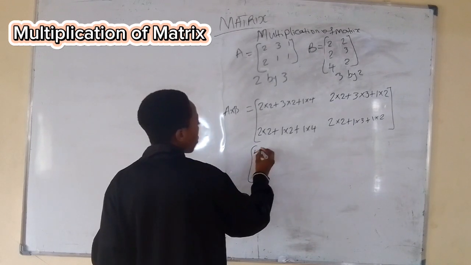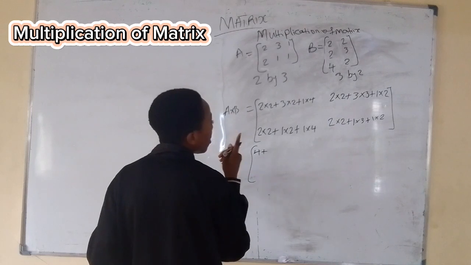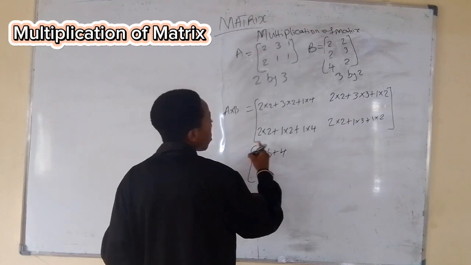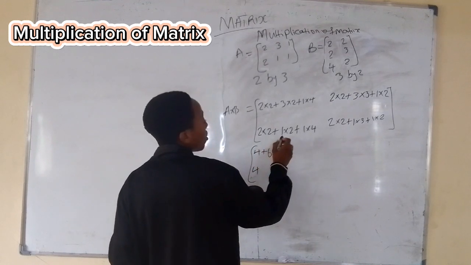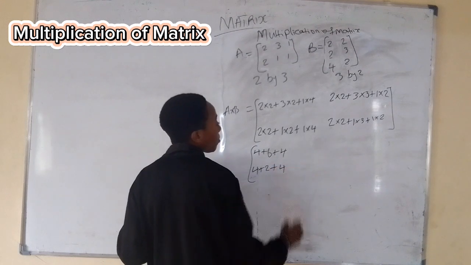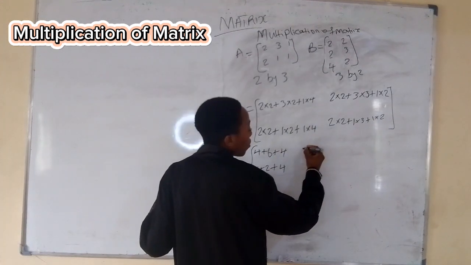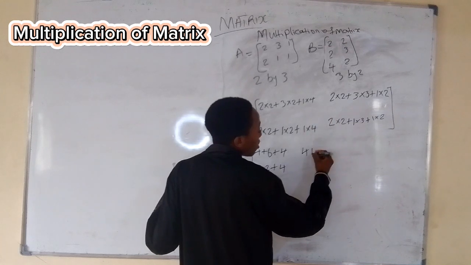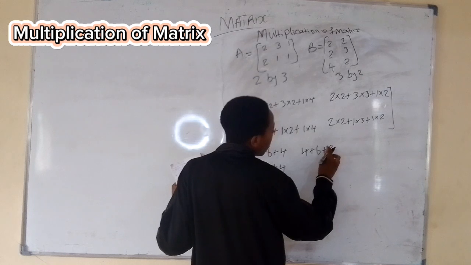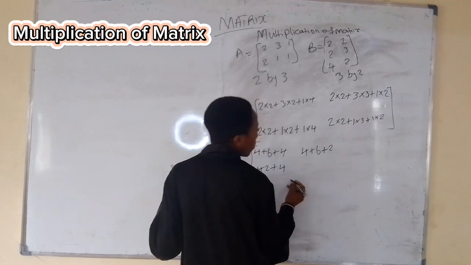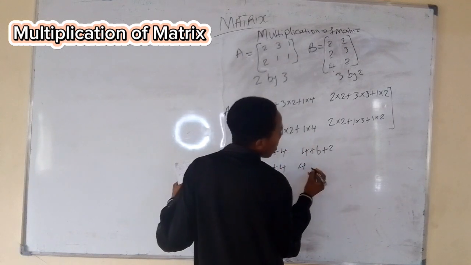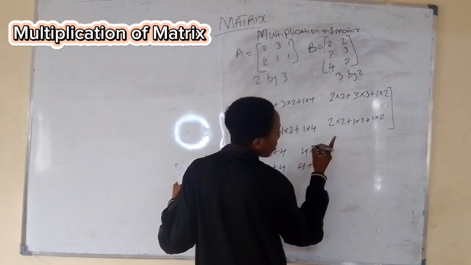2 times 2, 4, plus 3 times 2, 6, plus 4 times 1, 4. 2 times 2, 4, plus 1 times 2, 2, plus 1 times 4, 4. 2 times 2, 4. 3 times 3, 6. 1 times 2, 2. 2 times 2, 4. 1 times 3, 3. 1 times 2, 2.